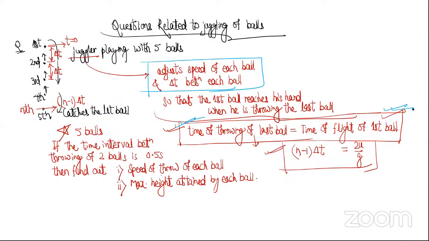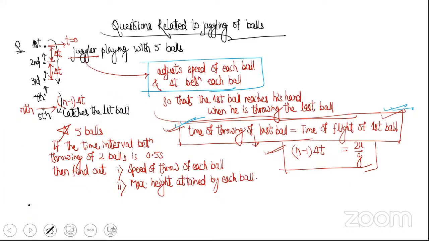Did anyone solve it? Yes, sir. How much answer did you get? First one is 2.5 meter per second. Speed of each ball? Yes, sir. 2.5. Okay, let me see.